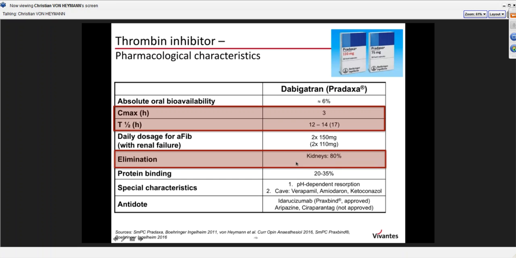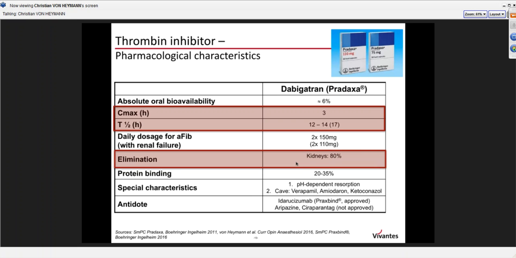And the elimination, and that is a very important characteristic of this drug, is mainly done by the kidneys. More than 80% of the drug is excreted almost unmetabolized via the kidneys.